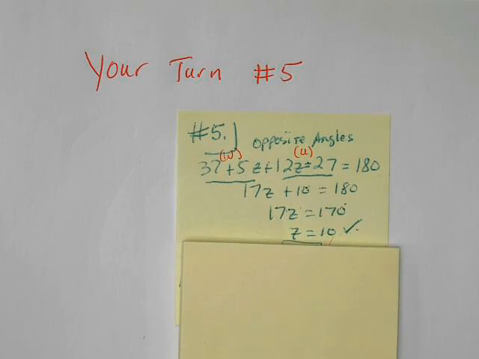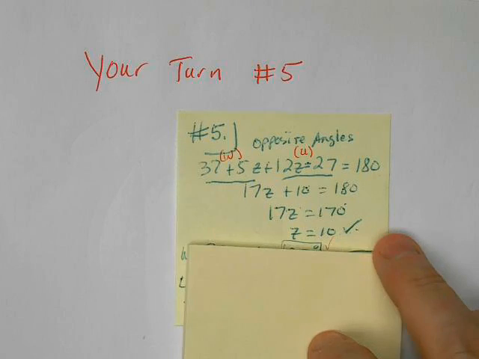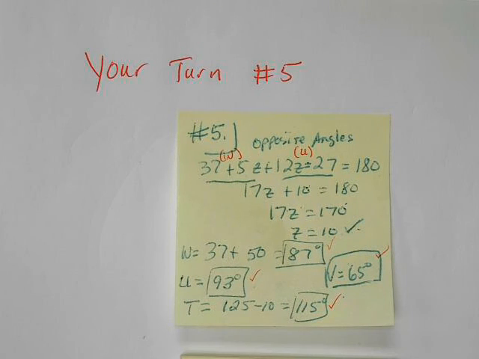All right, so then you plug it back in, and your 4 values, W would be 87, U would be 93, T would be 115, and V would be 65. By a show of hands, be proud. How many got all 4? Correct. Okay, good job. Well done.